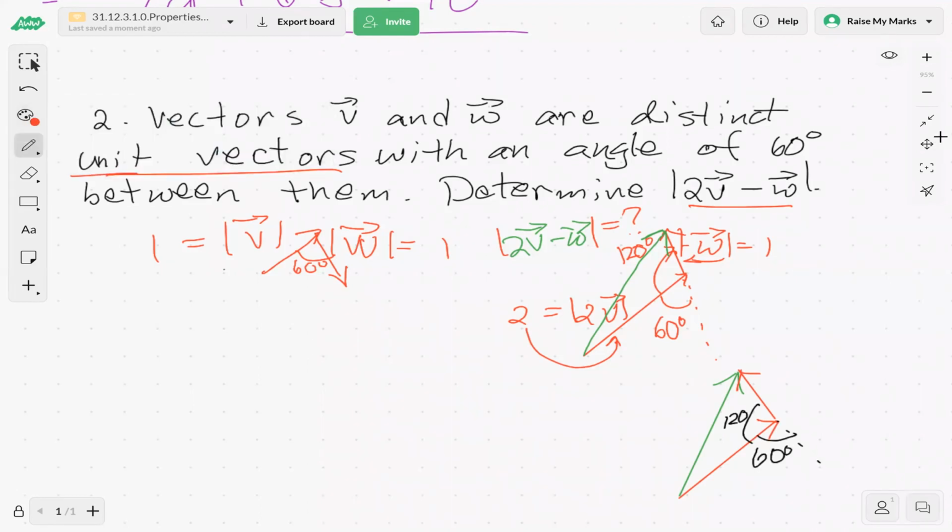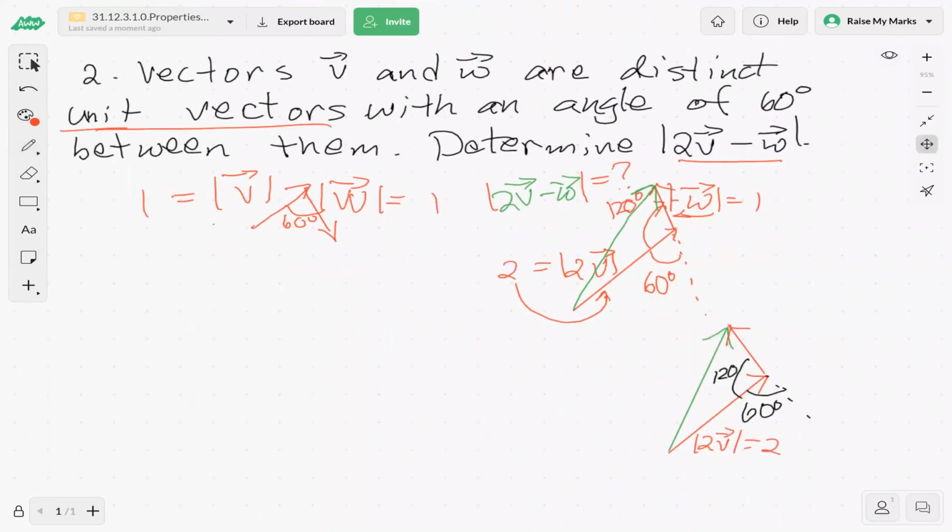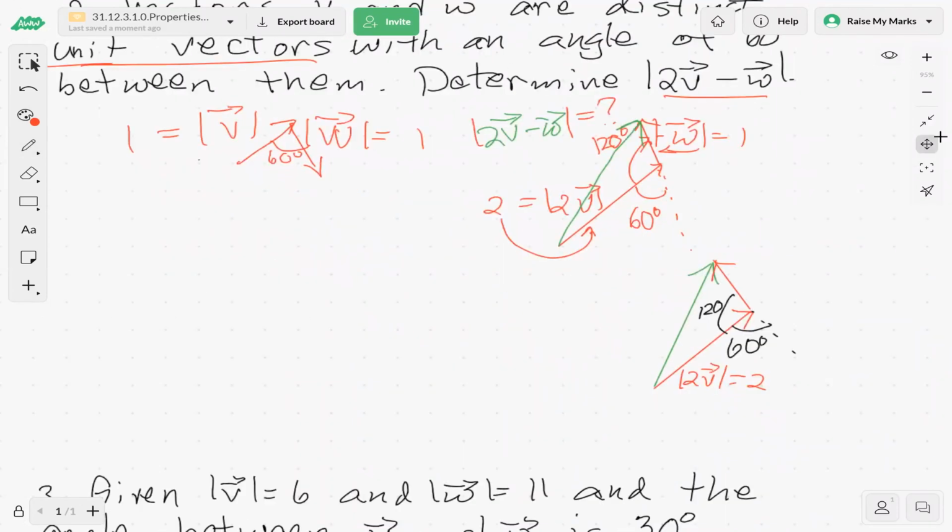Let's put in the length. This is our angle, our vector 2v. That side of our triangle has a magnitude of 2. This vector here is negative w. The magnitude of negative w is just 1 because w is a unit vector. And then our unknown vector 2v minus w, that side of the triangle is the magnitude we're looking for. Okay, so what do we need to do?